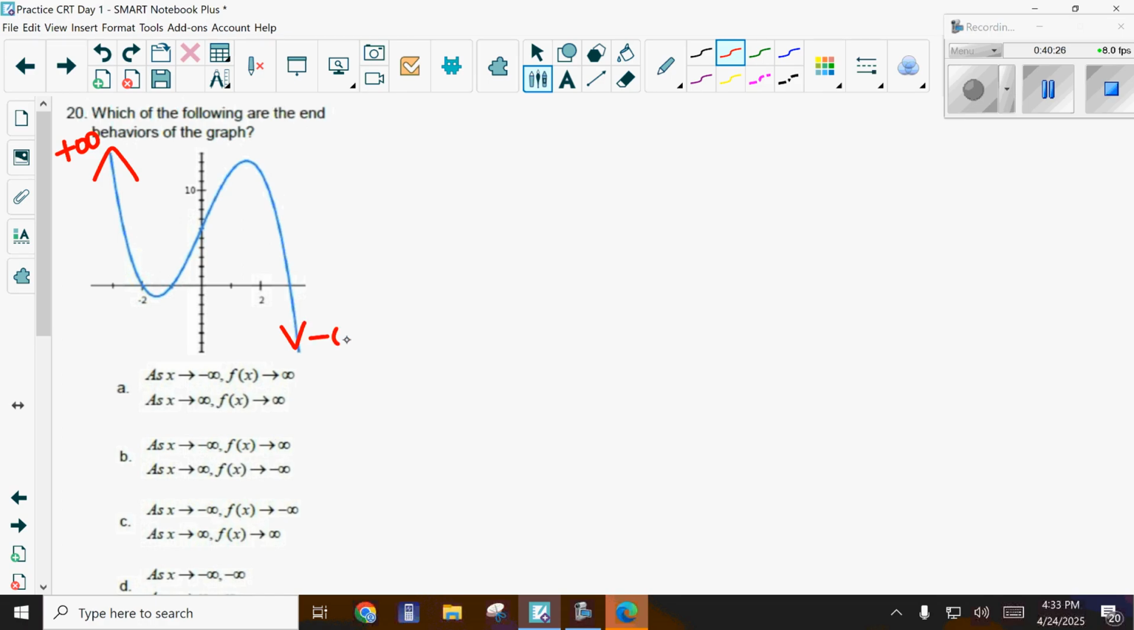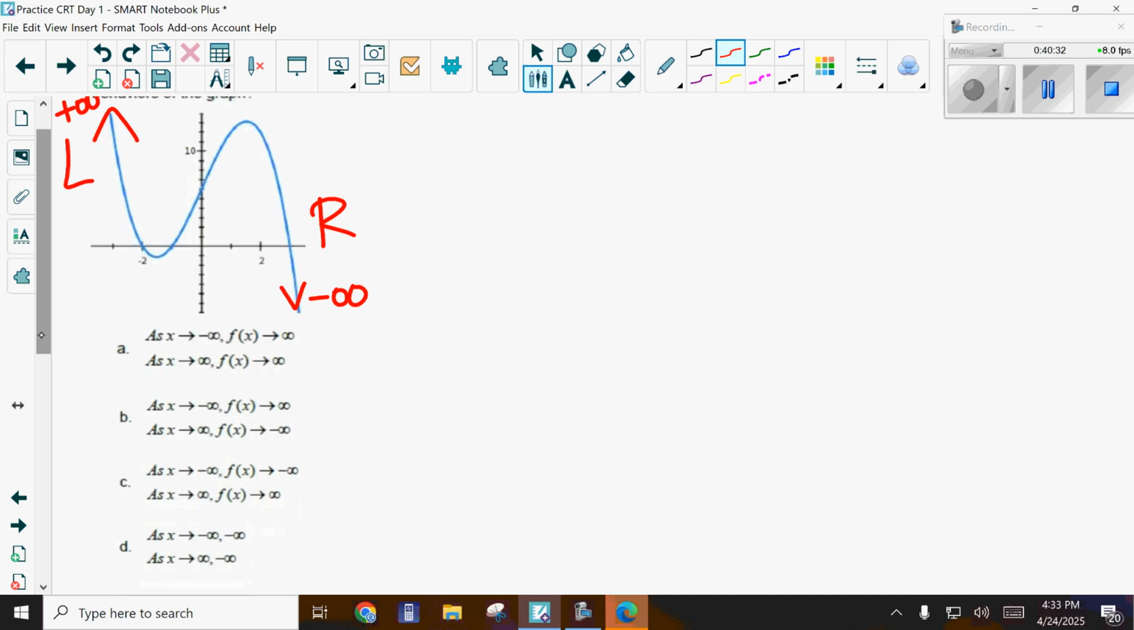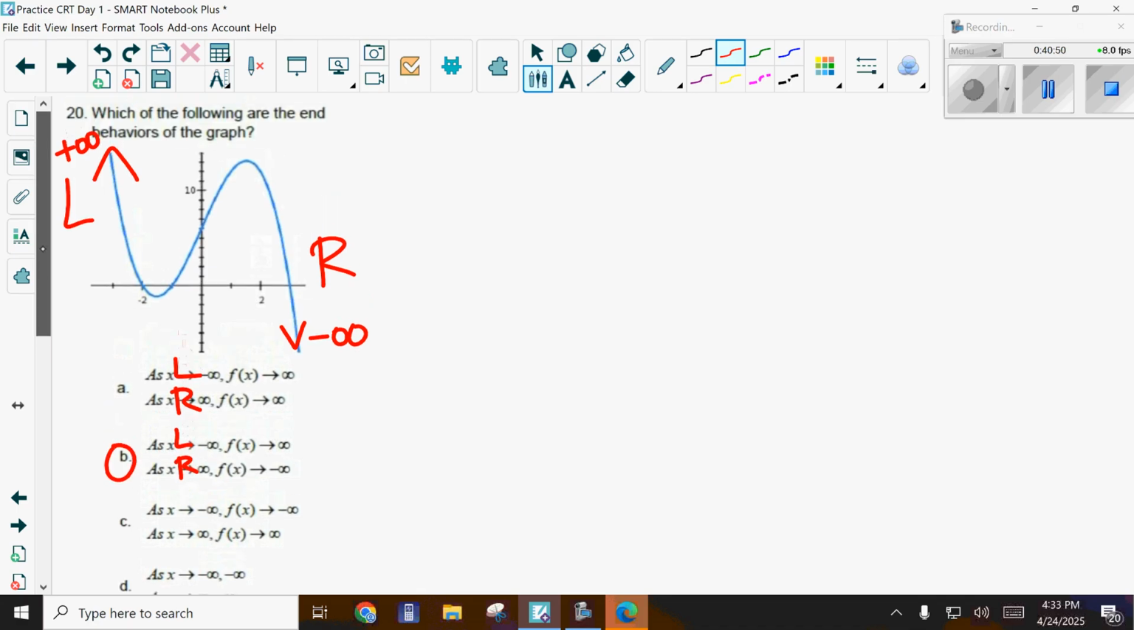Down is negative infinity. So this is the left side, this is the right side. And if you look at how the problems are written, anytime the negative is, you see how it says as x is approaching negative infinity, this is left and this is right. So the left side has to point up and the right side has to point down. This is left and this is right. Up, down, there's the answer. So problem number 20 should be choice B.